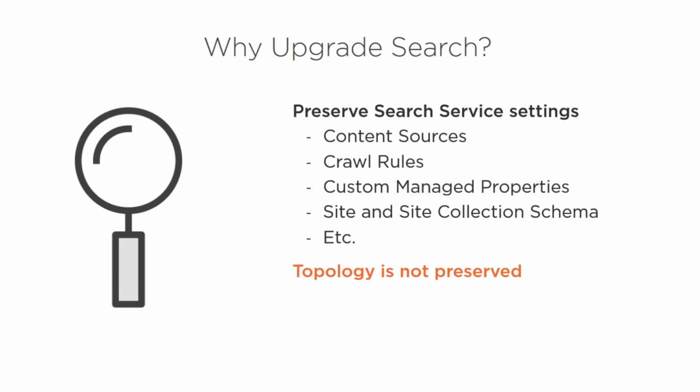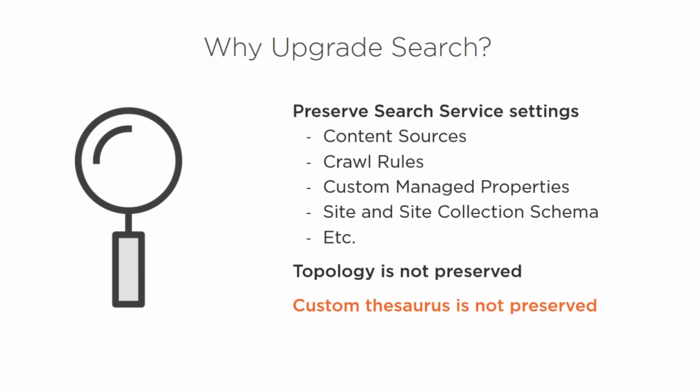Now there are a few things that don't come along with it. One of them is that the topology of your search service application is not preserved. So if you have a 4-server or 5-server farm and you have search scaled out across all of those servers in SharePoint 2013, it doesn't matter. When you move to SharePoint 2016, you're going to get a default topology, and you'll see this in the demo in just a moment. You'll get a default topology of a single server. And then it's up to you to modify that topology to match your requirements for your new SharePoint 2016 servers.